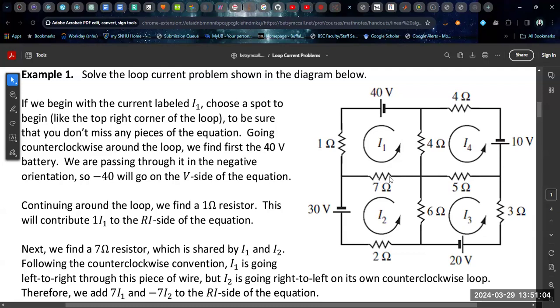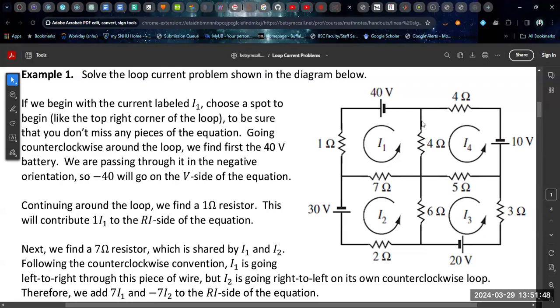Now we've encountered our 7 ohm resistor, but in this case, we have an I1 current going through the diagram this way. So we'll add 7I1 to our equation. And then as we continue through the resistor, we're also encountering a 7I2 current going through the other direction. So this resistor is shared by both I1 and I2. And so we're going to have to designate that 7I2 also as interacting with this current to the other side of our equation. So we'll be adding 7I1 and minus 7I2 to that RI side of our equation.